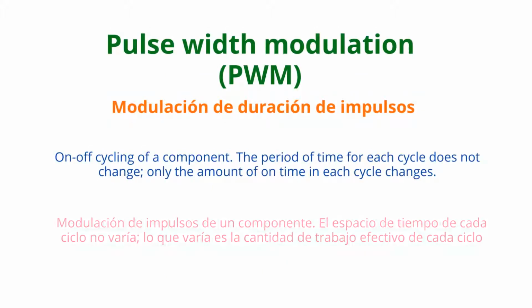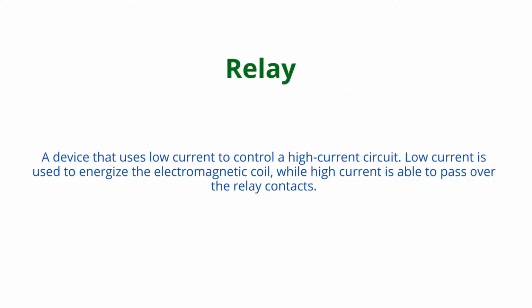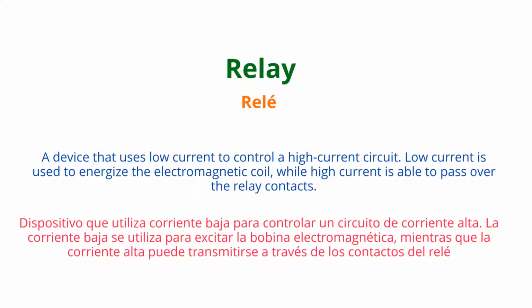Pulse width modulation, or PWM. On-off cycling of a component. The period of time for each cycle does not change. Only the amount of on-time in each cycle changes. Relay. A device that uses low current to control a high current circuit. Low current is used to energize the electromagnetic coil, while high current is able to pass over the relay contacts.